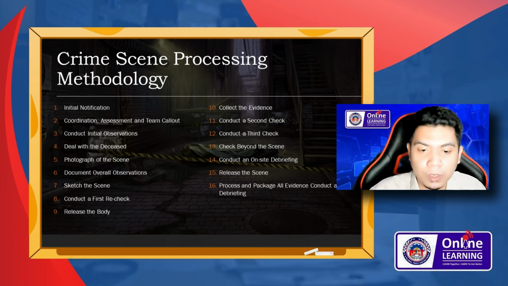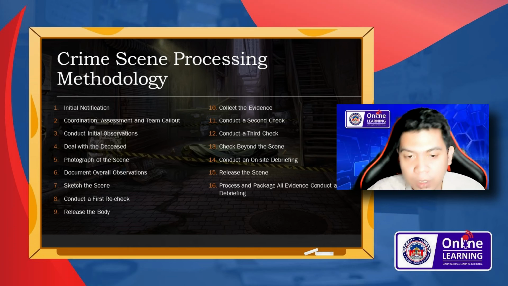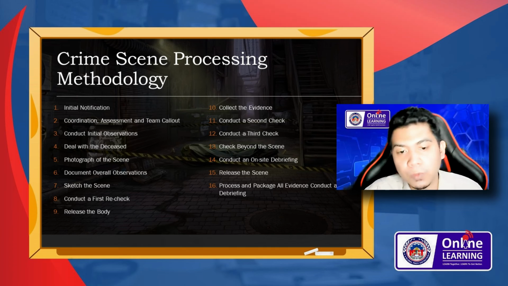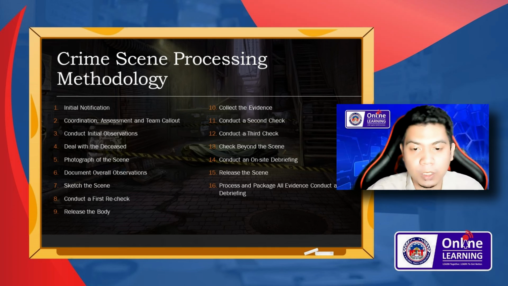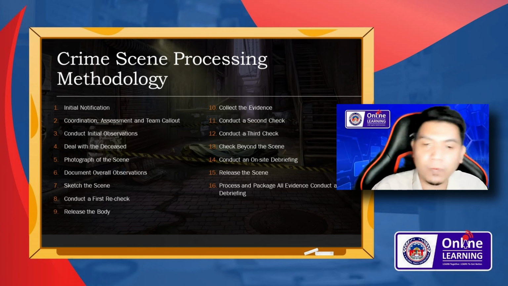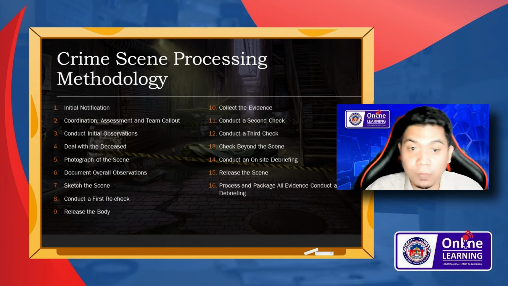And step number 13, check beyond the scene. Check the scene perimeter and outlying areas to ensure that no secondary scenes were overlooked. Follow blood trails if present, using both visual and chemical methods, for example, luminol techniques.